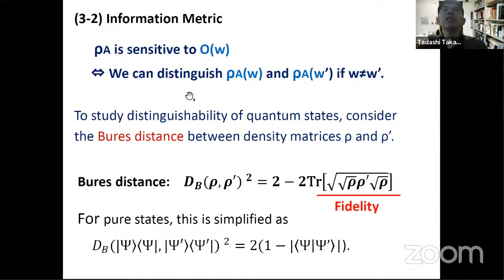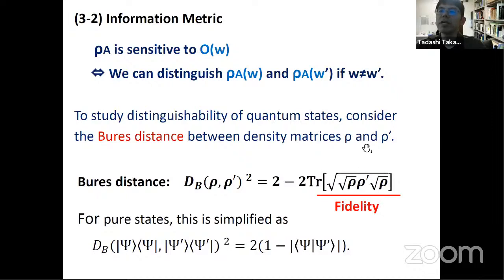So to see that distinguishability, we are using the information metric. rho A is sensitive to the operator at W, so we can distinguish these two when W and W prime are not the same. To see this distinguishability of quantum states, consider the Bures distance between these density matrices, rho and rho prime. And the Bures distance is introduced this way. If rho and rho prime are the same, this part is just 0.